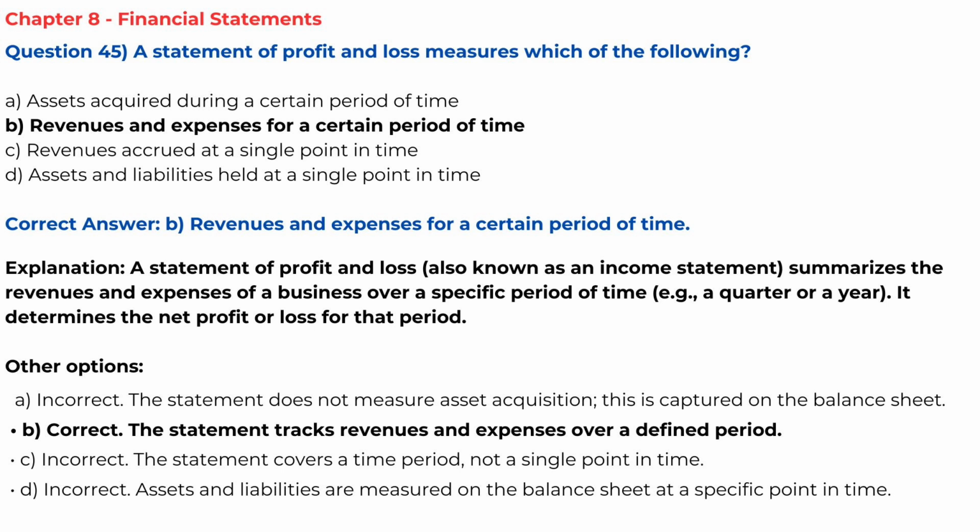Other options. A. Incorrect. The statement does not measure asset acquisition. This is captured on the balance sheet. B. Correct. The statement tracks revenues and expenses over a defined period. C. Incorrect. The statement covers a time period, not a single point in time. D. Incorrect. Assets and liabilities are measured on the balance sheet at a specific point in time.